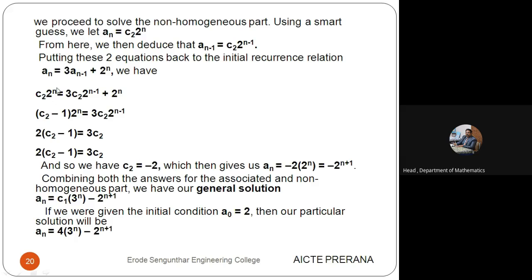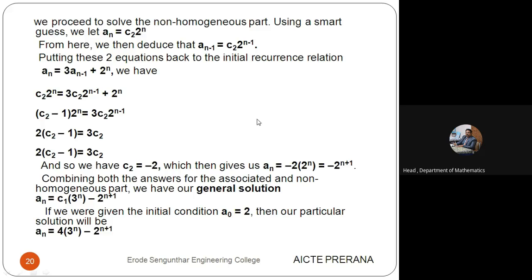Here in both the terms 2 power n is common. Therefore, c2 into 2 power n equal to 3 c2 into 2 power n minus 1, plus 2 power n. 2 power n gets cancelled. We have only 2 here, that is 2 c2 equal to 3 c2 minus 1 times... so c2 equal to minus 2, which then gives us a_n equal to minus 2 into 2 power n, that is minus 2 power n plus 1.